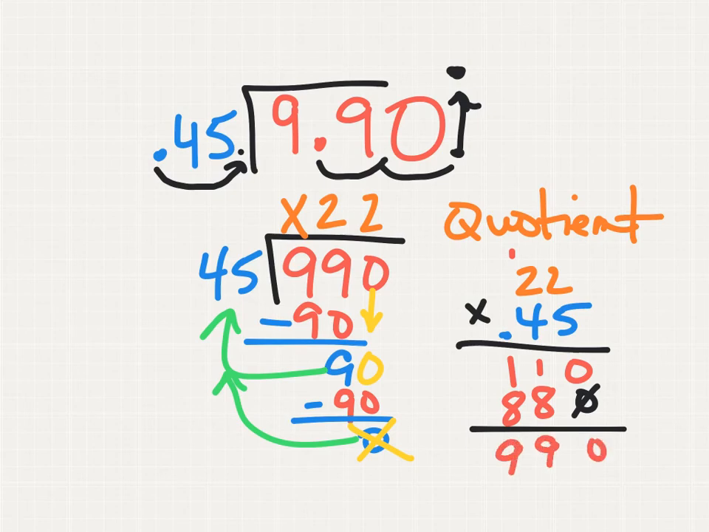How many decimals were in my first factor? None. How many in my second factor? 2. So I'll need 2 in my product. I move the decimal in 2 places. So I have 2 digits to the right of the decimal. And so I have 9.9 or 9.90, which are the same numbers. So 9.9 was my original dividend, which I produced by multiplying my quotient of 22 times my original divisor of 0.45.